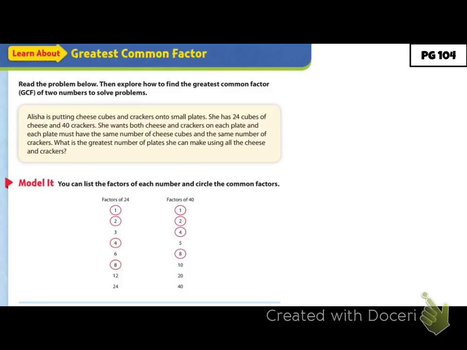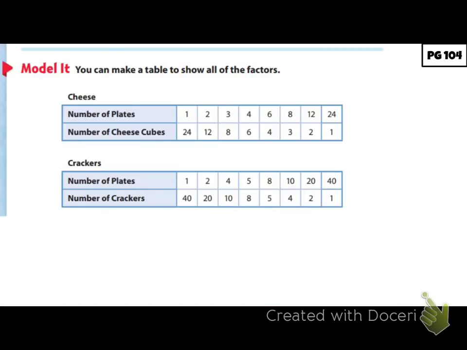So, you can list the factors and then circle what they have in common. So, as you can see in the model, they have a 1, 2, 4, 8 in common. Or you can make a table to show all the factors. Here you can see the number of plates and the number of cheese cubes, and then you have the number of plates and the number of crackers. And once again, you would look through to find the greatest common factor. Or there's actually a third way. And the third way I'm going to show you involves using our factor tree and our step division methods.